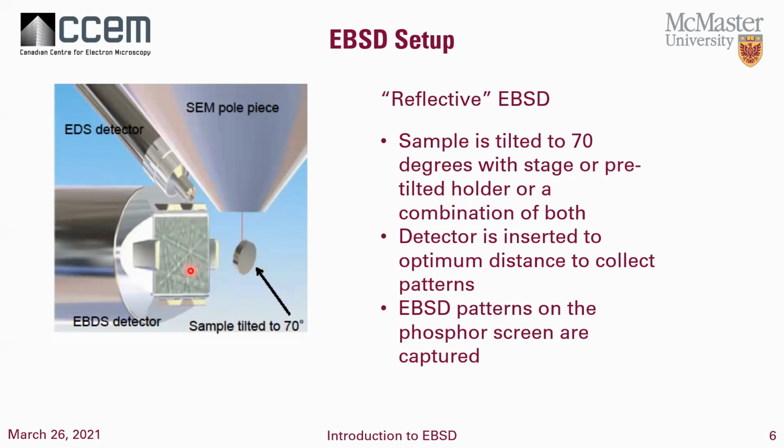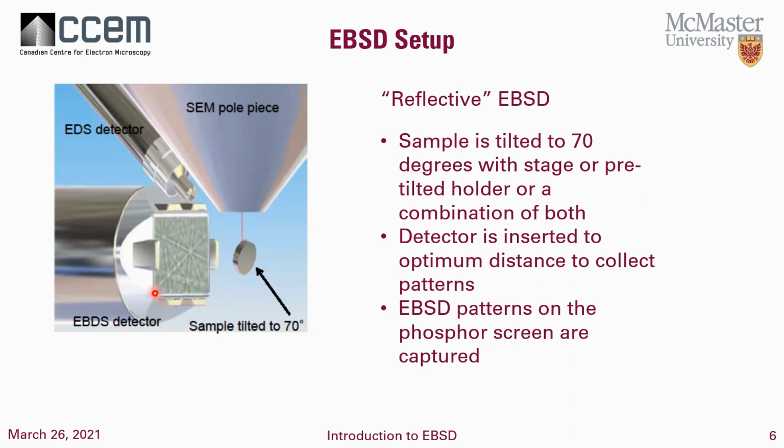So if we look at what actually is happening in the SEM when we're doing EBSD, we have a beam coming down and hitting a sample, which we've tilted to 70 degrees. And I'll explain later as to why we tilt it to 70 degrees. And these backscatter electrons, because they're elastic collisions with the sample, are bouncing onto the screen here and producing patterns based on how they're interacting with the unit cells in the material.